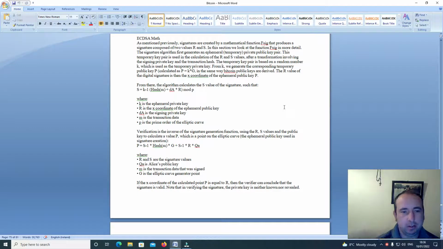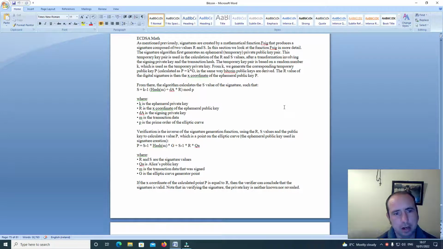Hi everyone, welcome back to this series on cryptocurrency Bitcoin, ECDSA Math. As mentioned previously, signatures are created by a mathematical function f_sig that produces a signature composed of two values, R and S. In this section we look at the function f_sig in more detail.